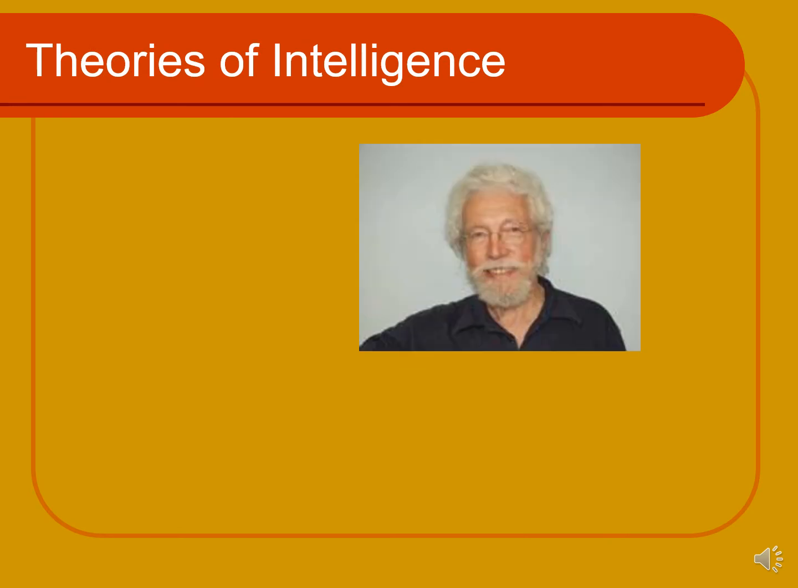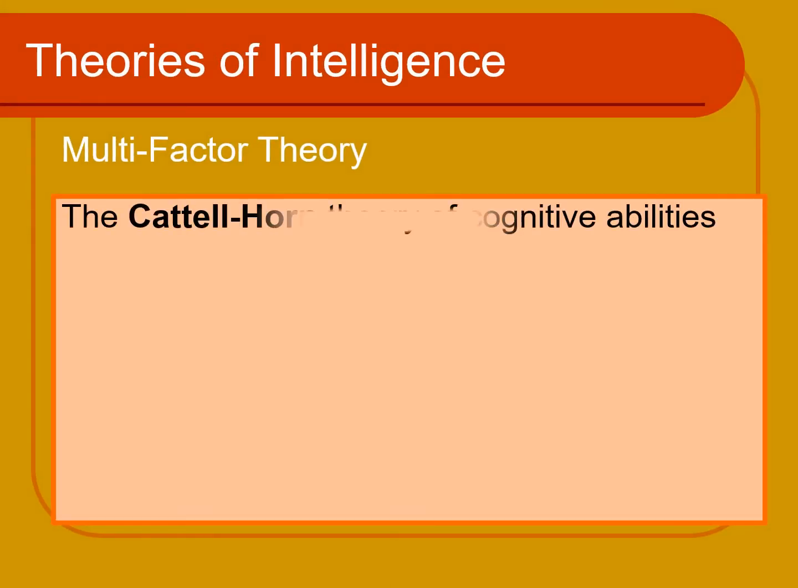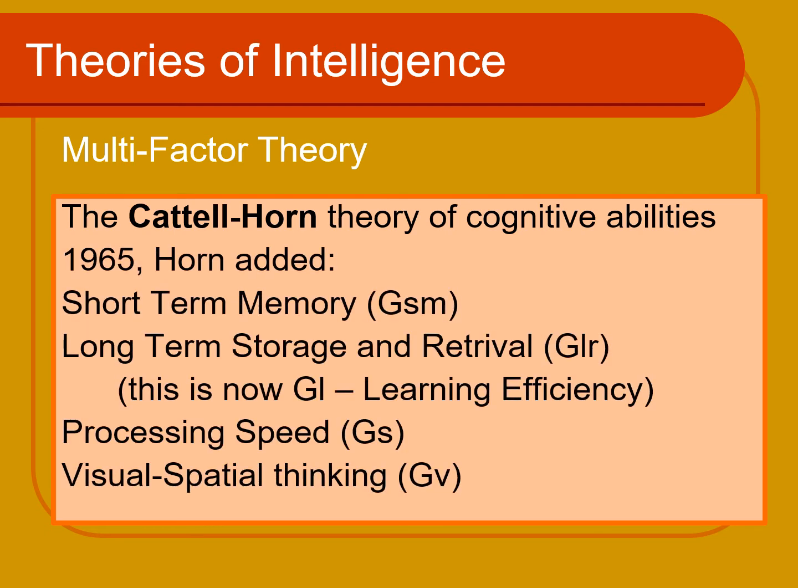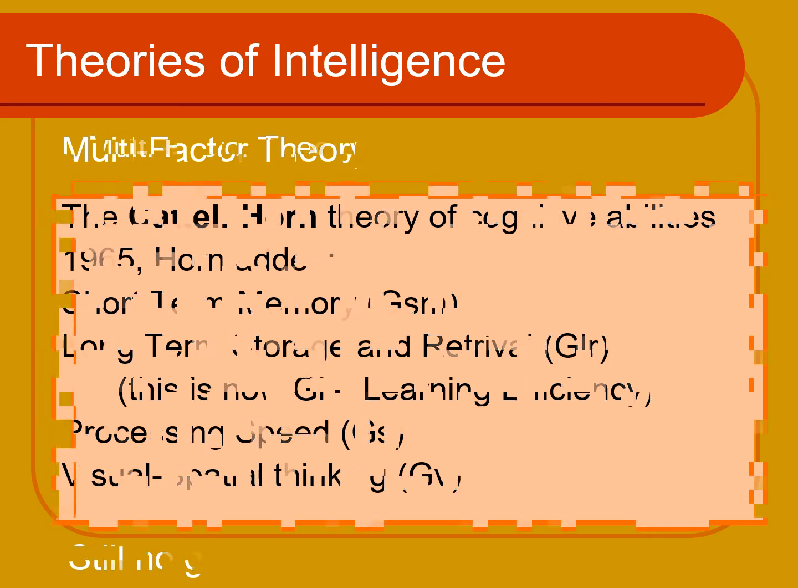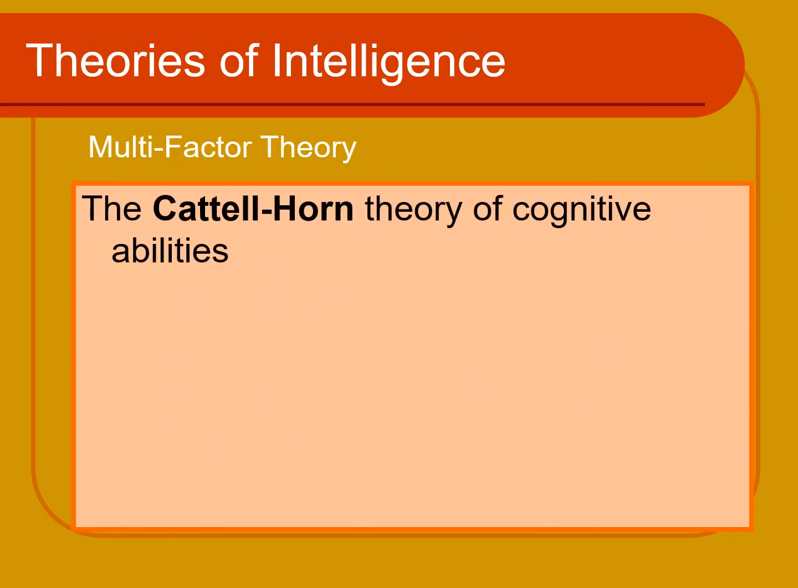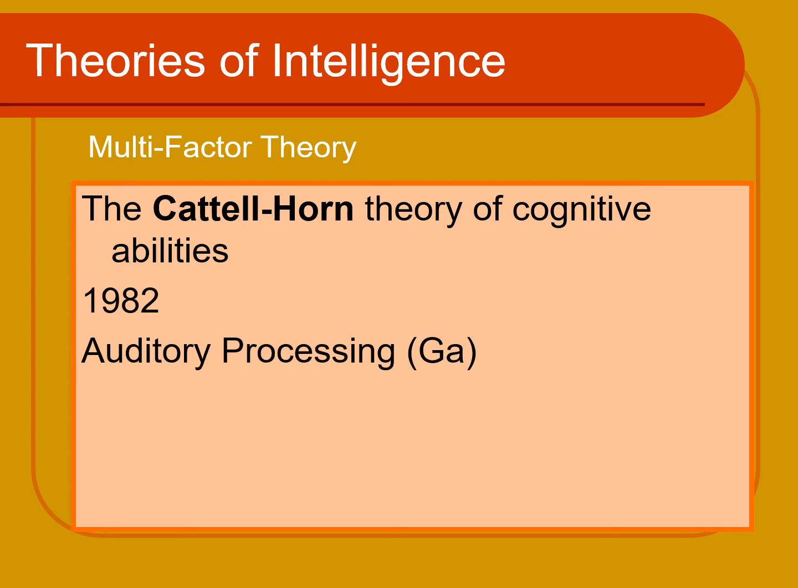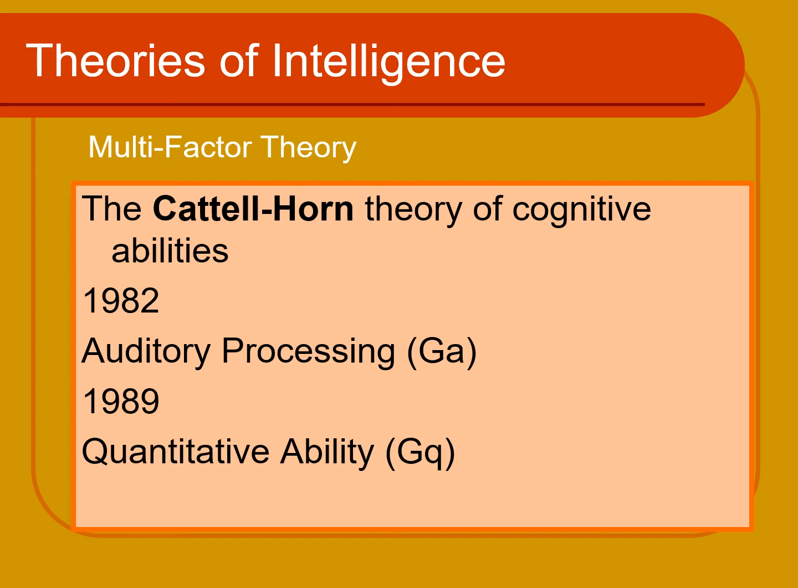Now, in 1965, John Horn comes into the picture. He expands on Cattell's original theory. He adds short-term memory, long-term storage and retrieval, which we now know as learning efficiency, processing speed, and visual spatial thinking. Now there's still no G. This is a multi-factor theory. Since the original Cattell-Horn theory was published, we've added a couple of other areas, including auditory processing and quantitative ability.